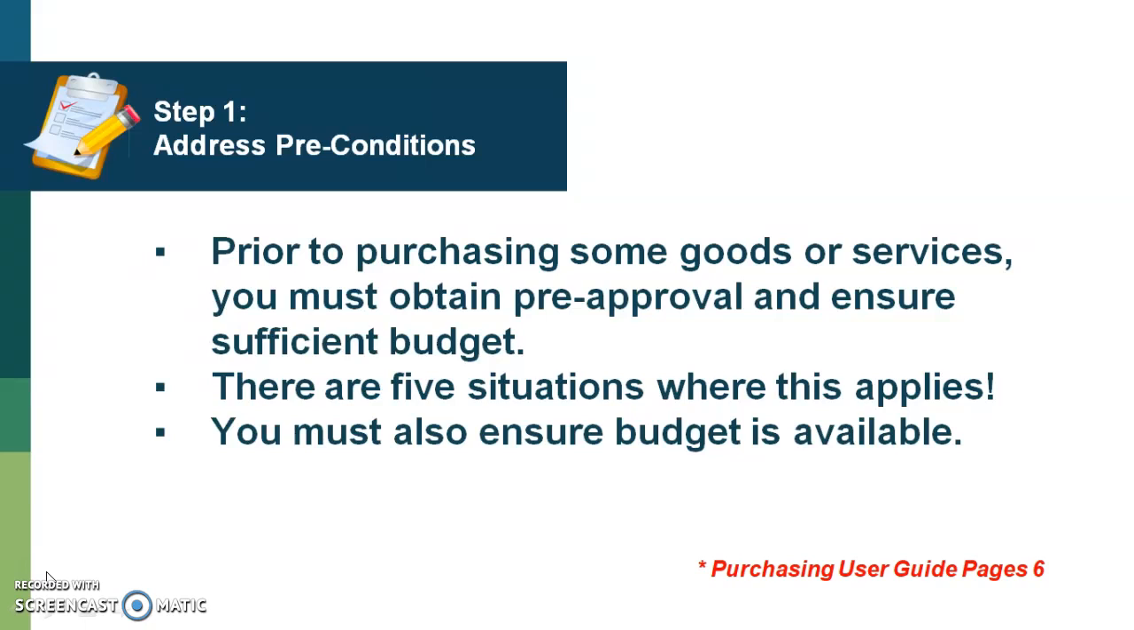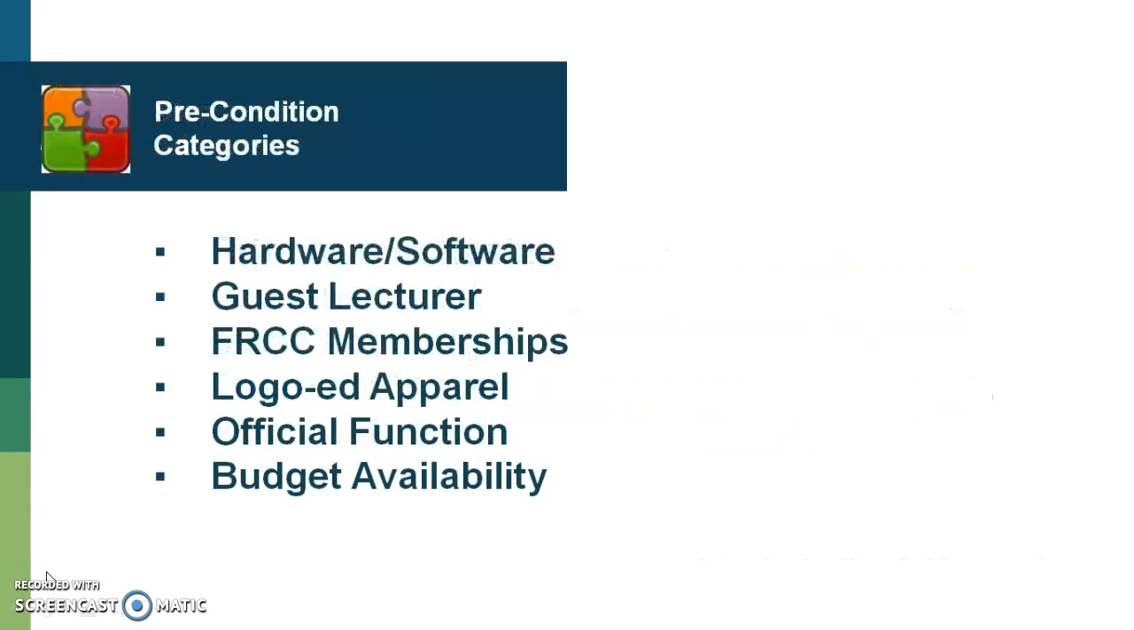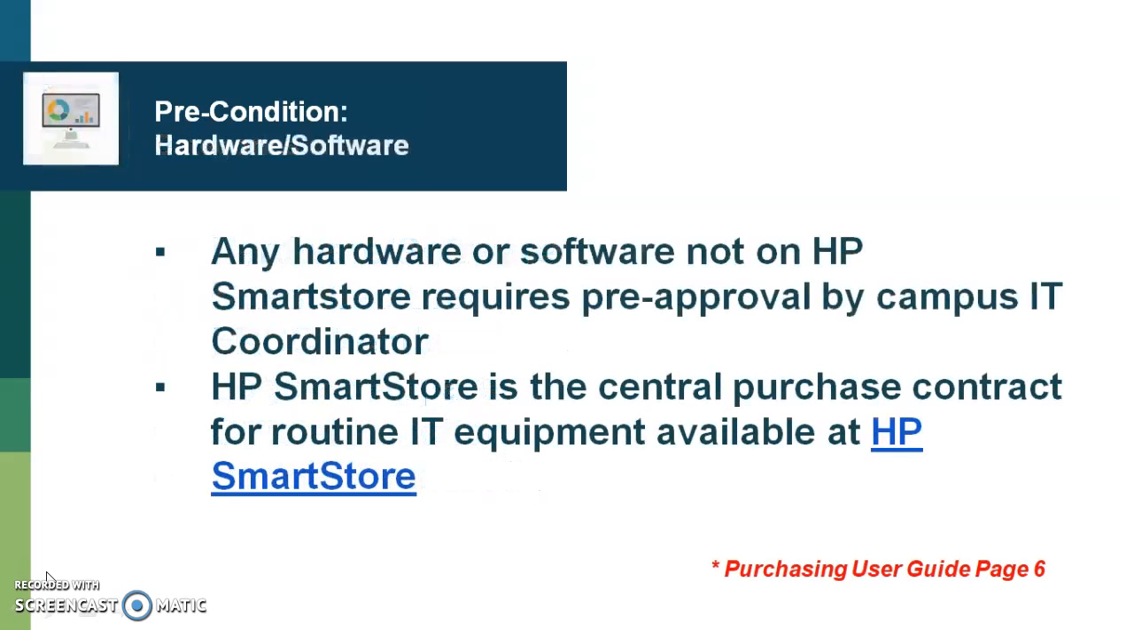So let's talk about these preconditions. Well, what is a precondition? Number 1, make sure you have the money to make a purchase. Then, these preconditions will also apply to 5 categories of purchases. So those 5 categories are hardware and software, guest lecturer, FRCC memberships, purchasing logo apparel, and official function.